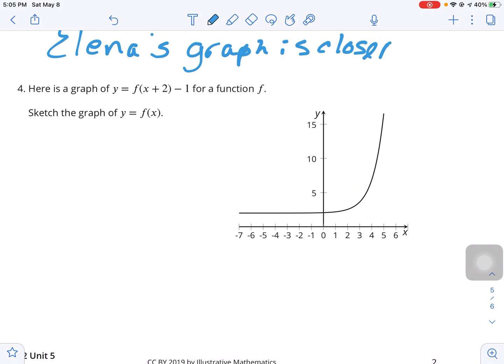So bring it up 1, which might mean right about in here, and move it to the left. So this point right here, this inflection point maybe, we move it to the left 2 units. So instead of a little over 2, it'll be right here. So we'll make this inflection like that, possibly.